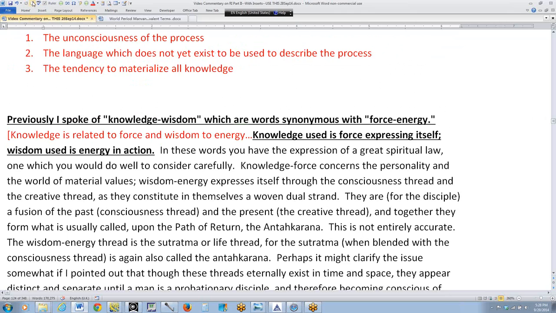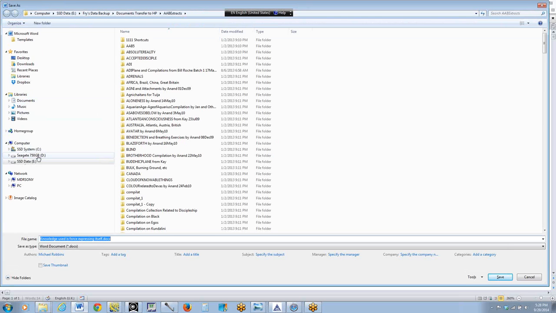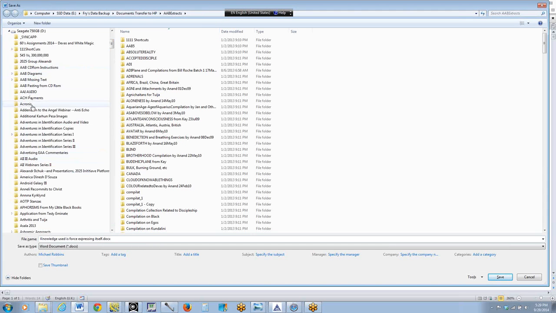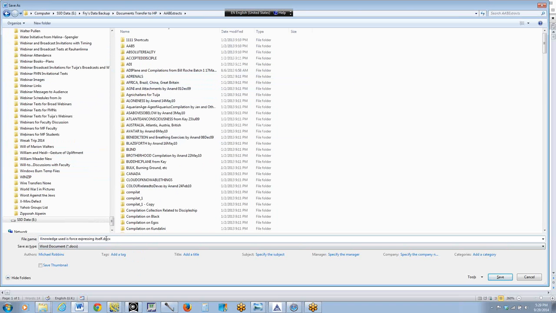Okay, page 453. Rays and Initiations, 453. And this will be, well, it will all make sense later and be of value later. Knowledge and wisdom as force and energy. Okay, so this will go into the AAB extracts. There we go.